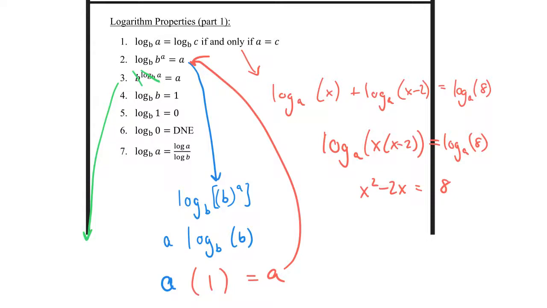And then rule 7 is one you have to know. Okay, rule 7 you have to know. If you have a base that's not 10, you can't plug it into a calculator. So you write it as the log of the argument over the log of the base. Both of these with a base of 10. Both with the common log.